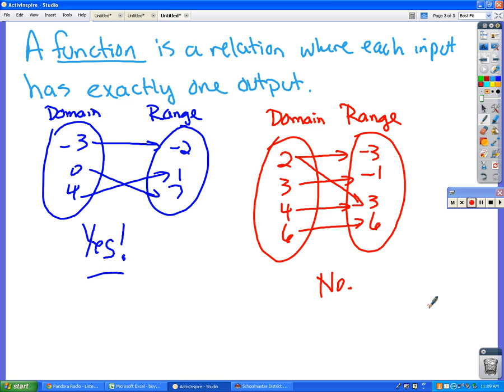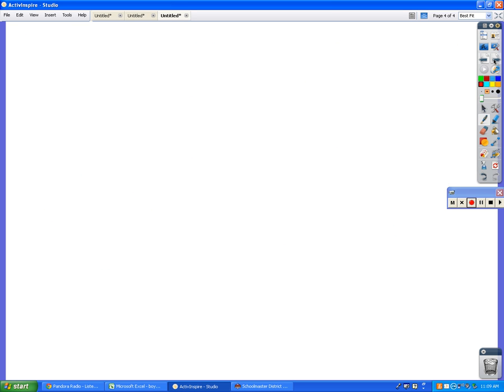All right. So now that's only one of the ways to show a relation. Let's skip that, looking at it like that. Let's just look at some ordered pairs.